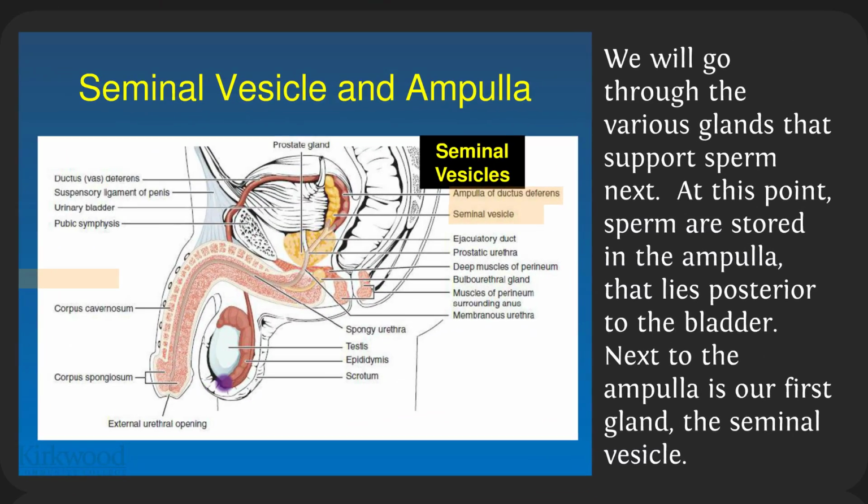Glands. We'll go through the various glands that support sperm next. At this point, sperm are stored in the ampulla, which is here in kind of a pinkish color, and that lies posterior to the bladder. Next to the ampulla is our first gland, the seminal vesicle.